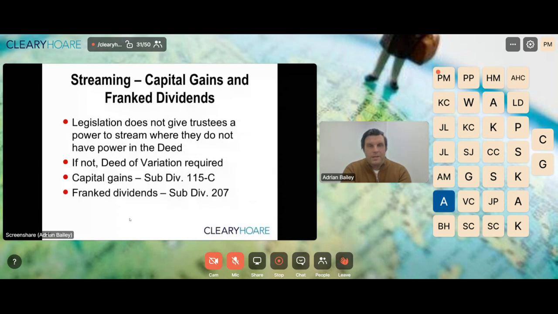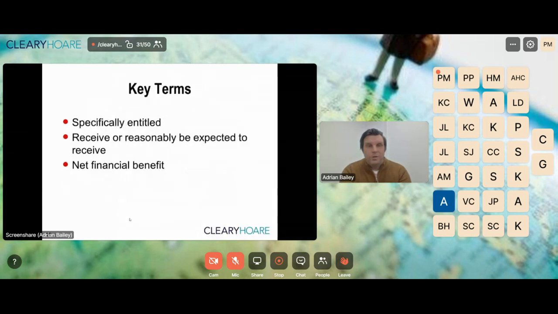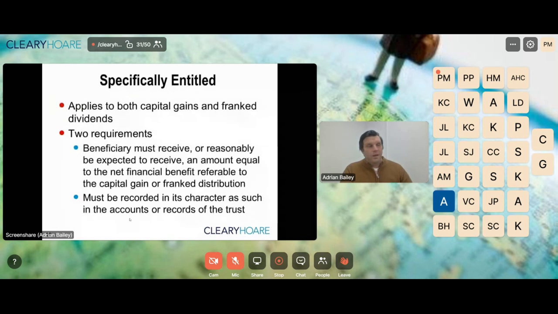Streaming of capital gains is contained in subdivision 115C, and streaming of franked dividends is contained in subdivision 207. There are some new terms that are introduced, which we'll run through in terms of streaming and how it impacts on our resolutions. So we have this idea of specifically entitled, as I mentioned before, a concept that the beneficiary must receive or reasonably be expected to receive, and this idea of a net financial benefit. And we'll examine each of those terms as we work our way through. The definition of specifically entitled applies to both capital gains and franked dividends.